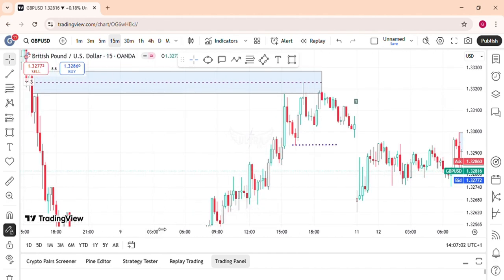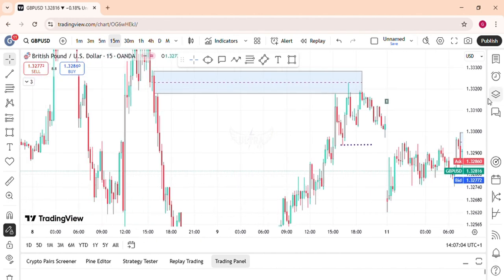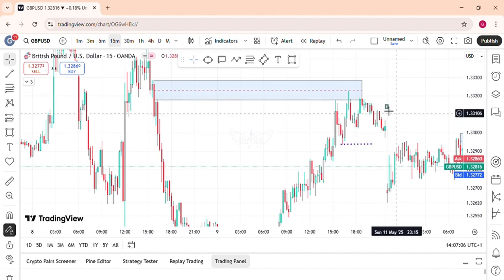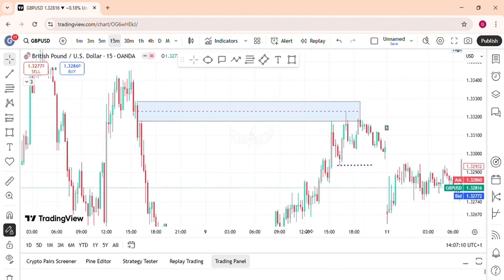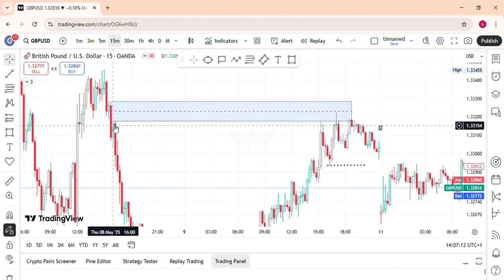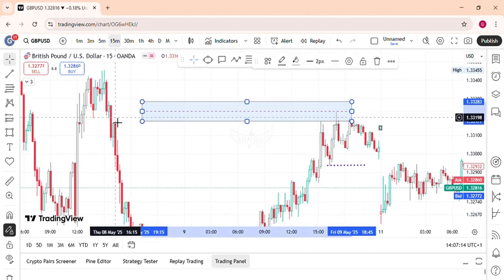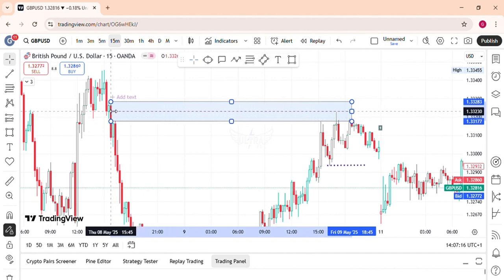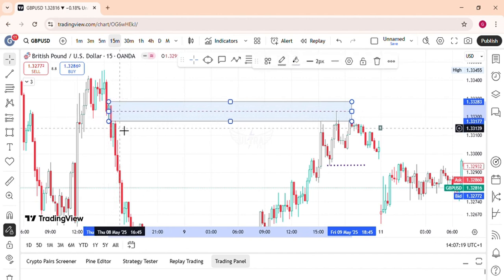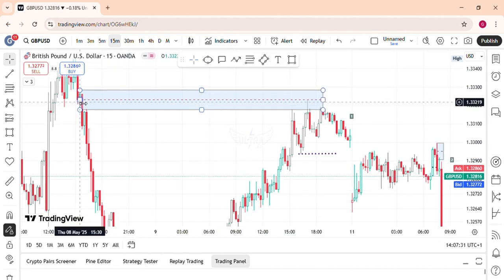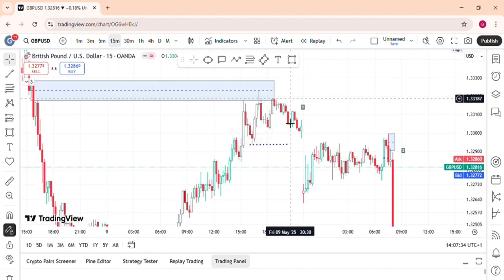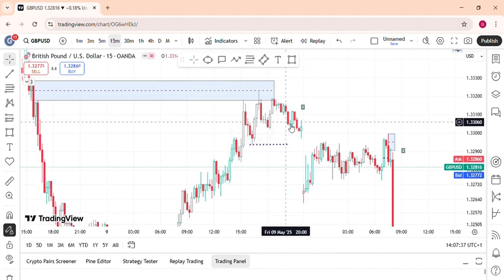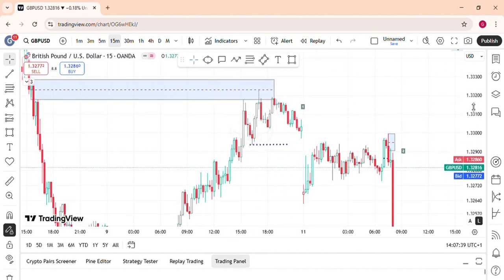On our previous episode, we were anticipating that price would tap into this fair value gap here, because on Friday last week there was a fair value gap here. As you can see, this is a fair value gap here, so we highlight it as our supply area. Price reacted to it here. So after price reacted to it on Friday, there was a fair value gap here.